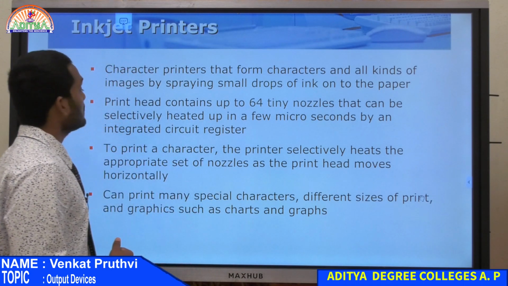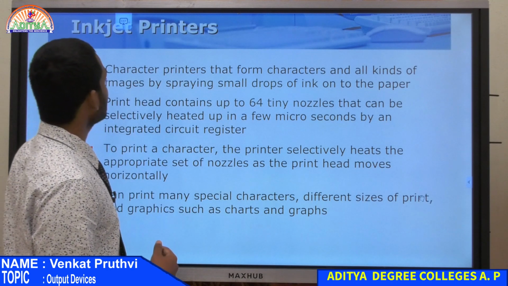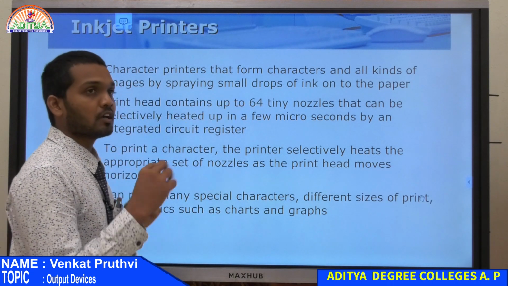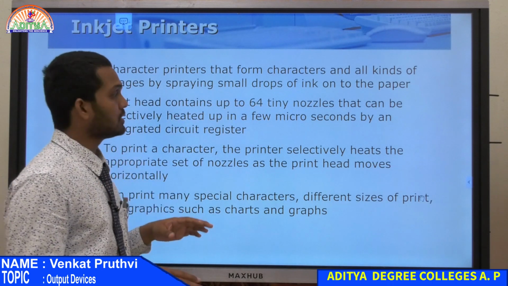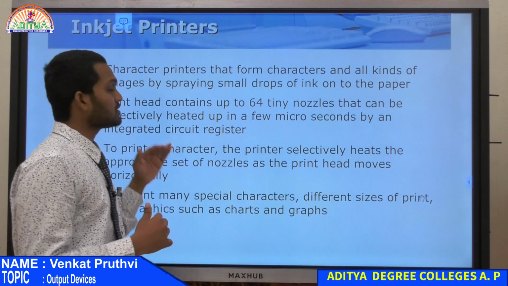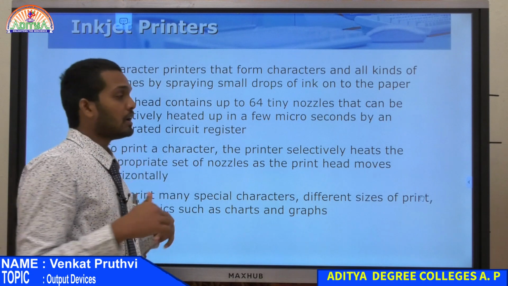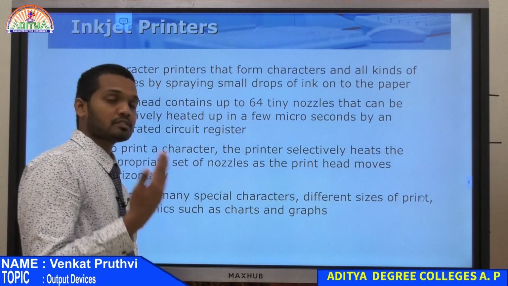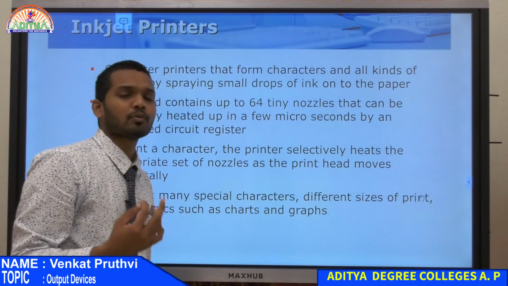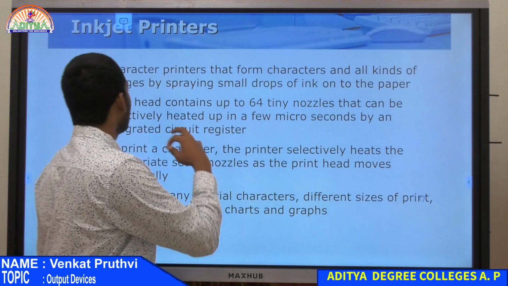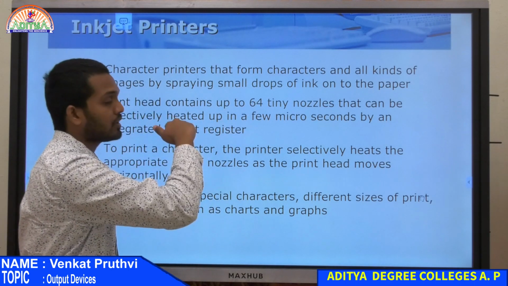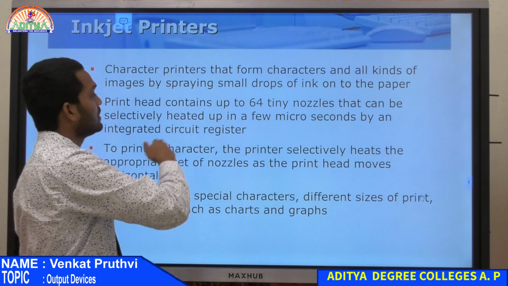It is unlike your dot matrix printer, and in inkjet printers, the print head contains up to 64 tiny nozzles. It has small nozzles that can be selectively heated up in a few microseconds by an integrated circuit resistor. That is, there will be a small IC resistor that helps these tiny nozzles to be heated up in very few microseconds, that is in fraction of seconds, and those 64 tiny nozzles, whatever are required, are used to print the characters.